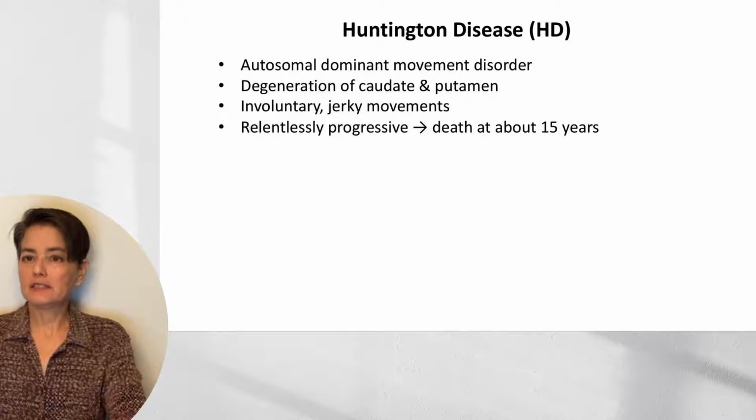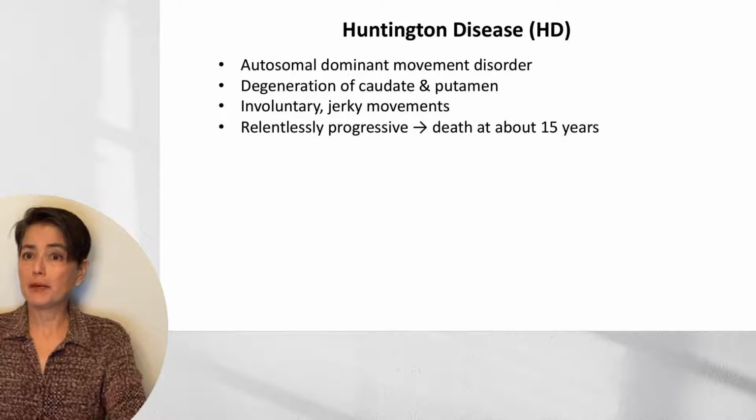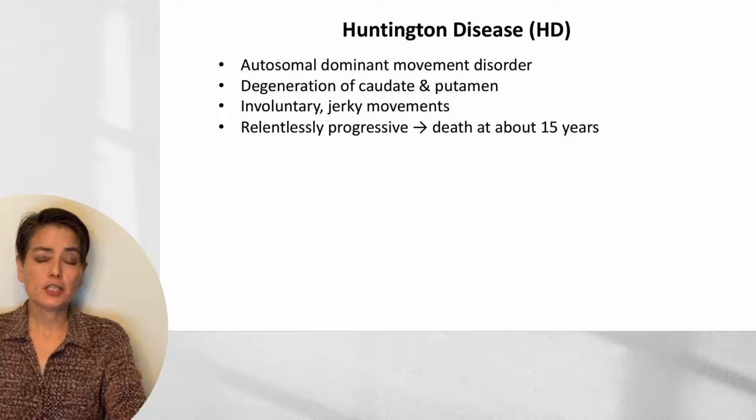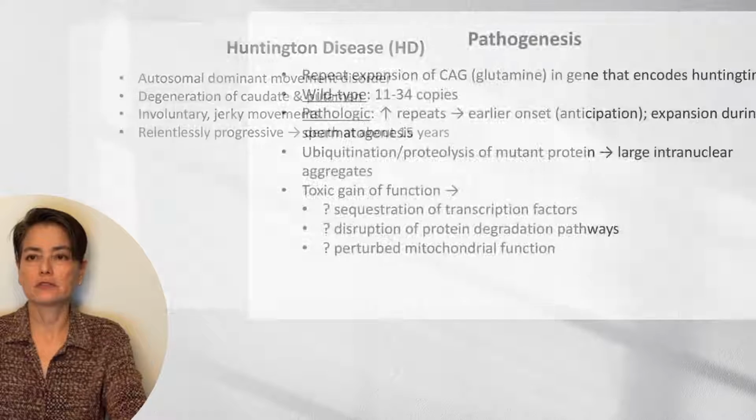This brings us to the next disease I'd like to address, which is Huntington disease, an autosomal dominant movement disorder characterized by degeneration of the caudate and putamen, as well as symptoms related to involuntary and jerky movements. This disease is relentlessly progressive, and patients typically will die about 15 years after diagnosis.